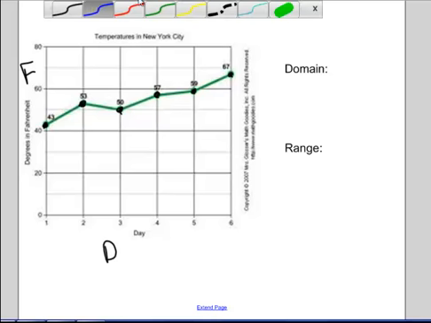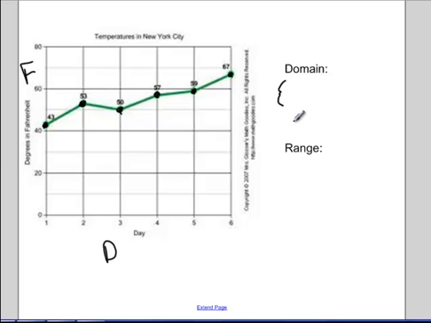So domain, well, if you remember, domain is for the independent axis. So these days right here. So the notation I'm going to use is set notation. I'm going to put D down to let us know what variable we're using. And we're going to say, okay, well, we see the domain is from 1 all the way to 6. So that's how I'm going to express that. The days go from 1 to 6. And this is a D, which was my variable.